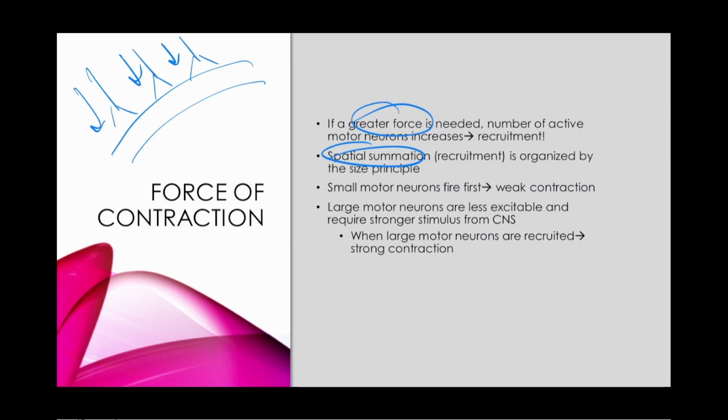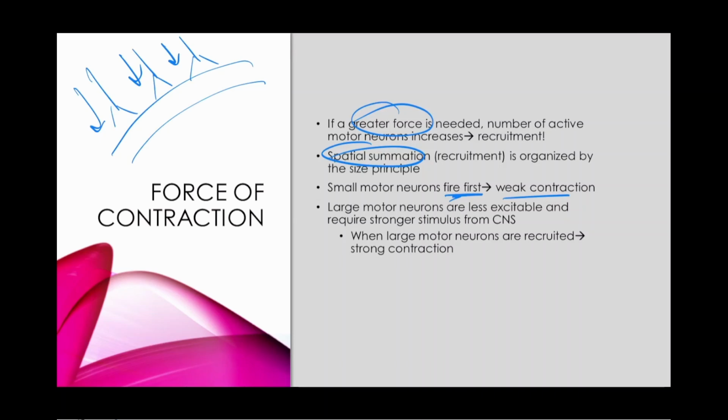Another way we can get to threshold is by having multiple nerves innervating one muscle. All of those nerves stimulating one muscle group together will recruit enough muscle fibers to overcome whatever force you need to do. Okay? Small motor neurons fire first, and they have very weak contractions. So you have a first little initial movement of your arm.